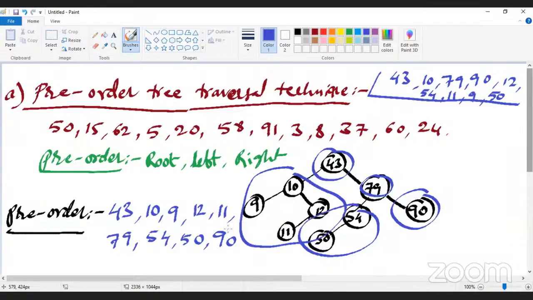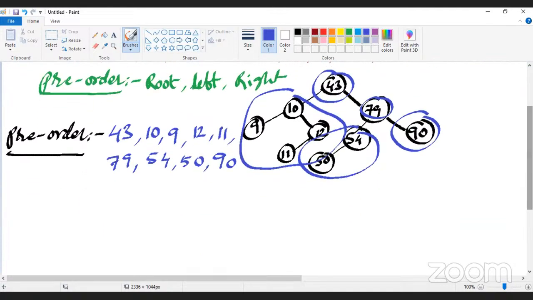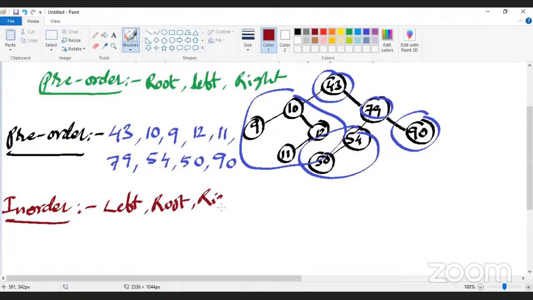Yes, sir. Understood? Yes, sir. Yes, sir. Shall we start with in order? In order means root will be in the, can I, just a minute. Is it okay for you? Yes, sir. Yeah. Yes, sir. In order we will see. In order means left, root will be in the middle, friends. Root, Right. right. So let me know.